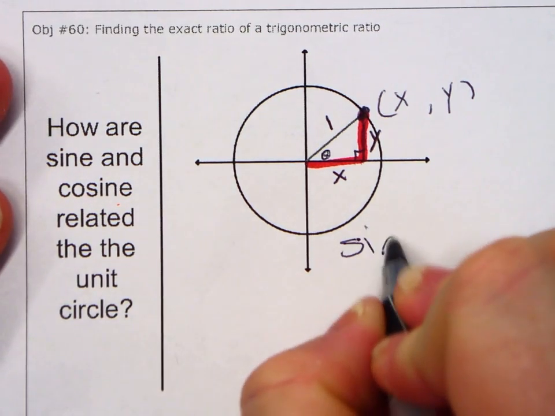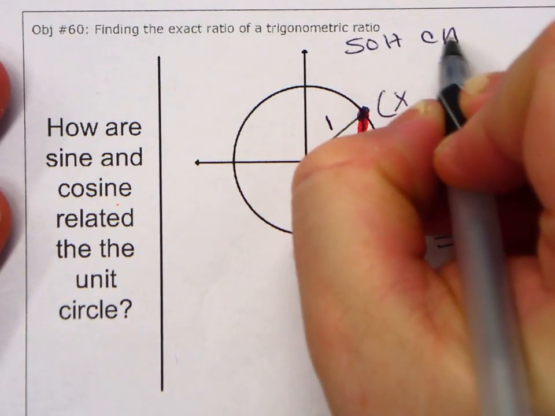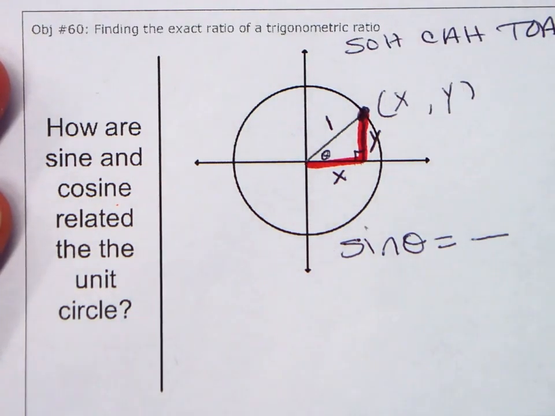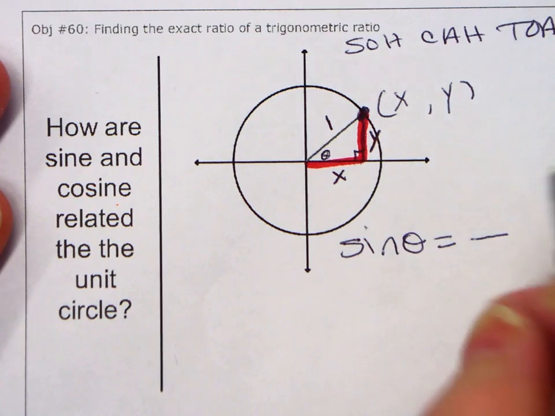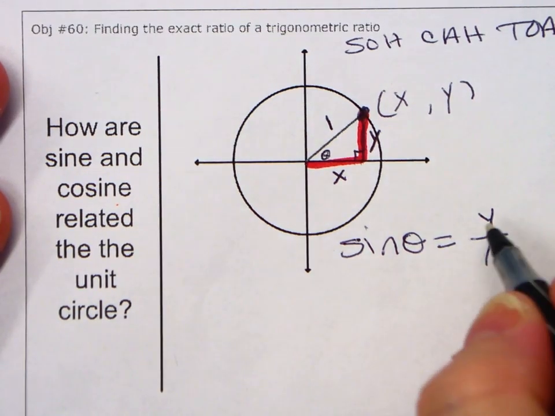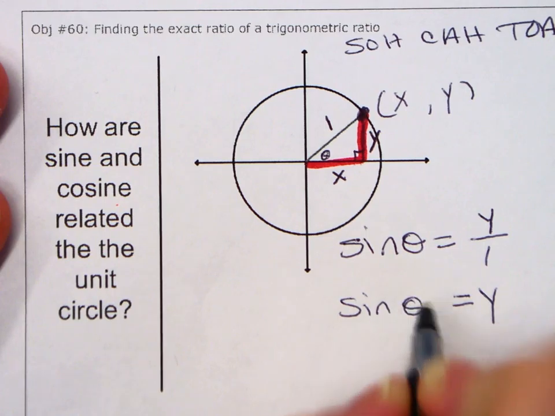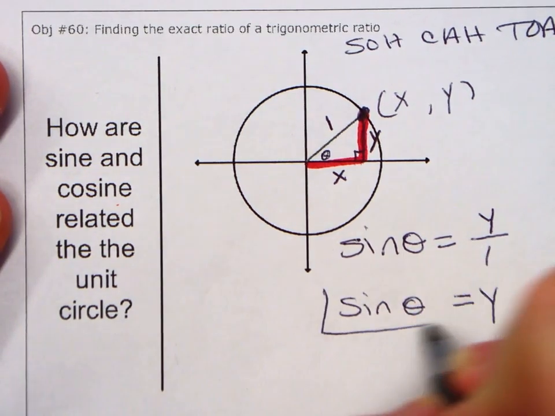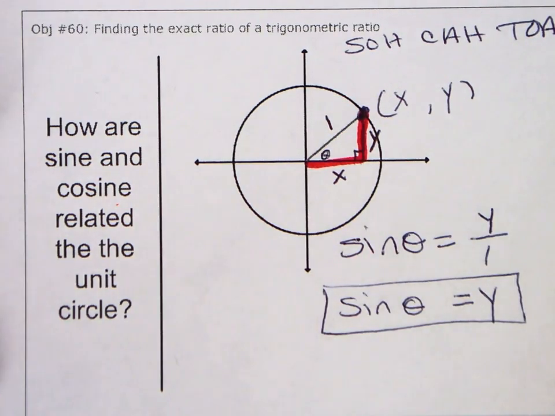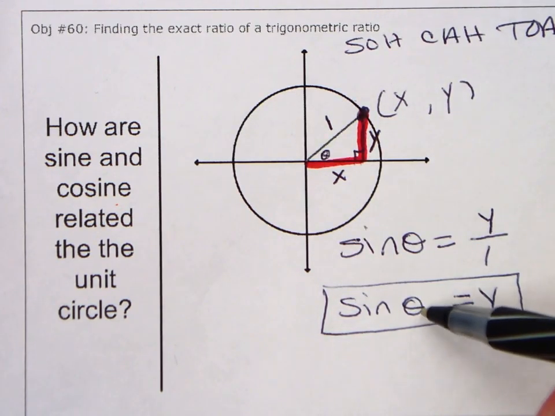What is sine of theta here? Remember SOH CAH TOA. Sine is O over H. What's your O in this problem? Across from the angle is y. What's the hypotenuse? 1. So what's y divided by 1? y equals sine of theta. So the y value on the circle you can actually find by using sine of the angle. Every little y value on the circle we can find using sine.